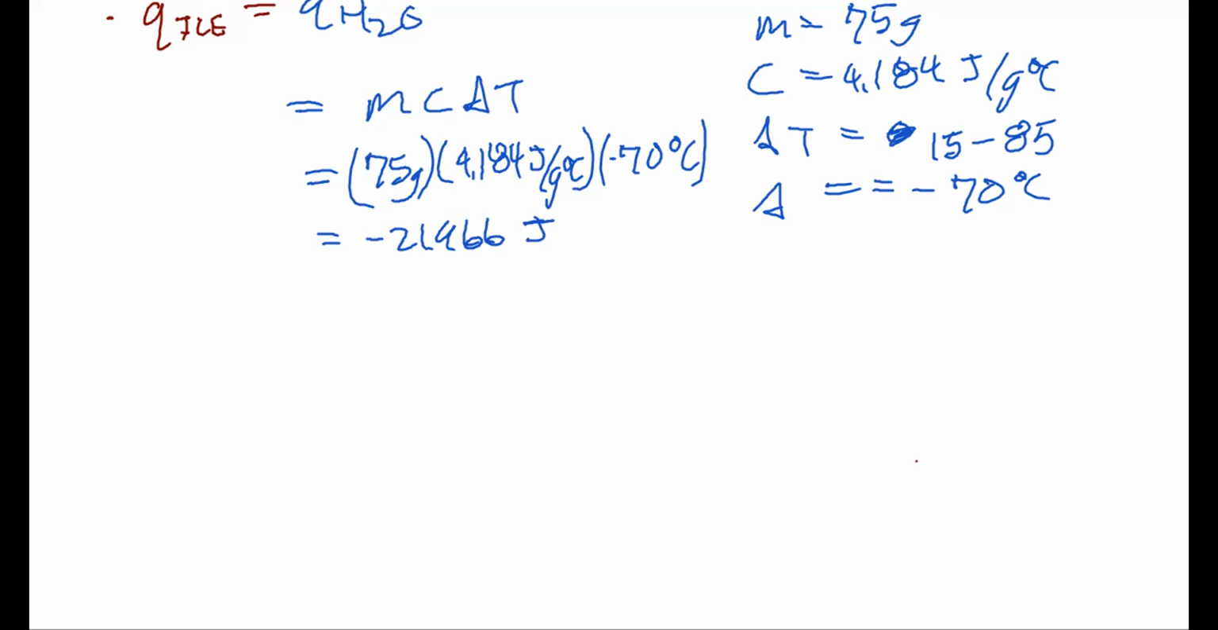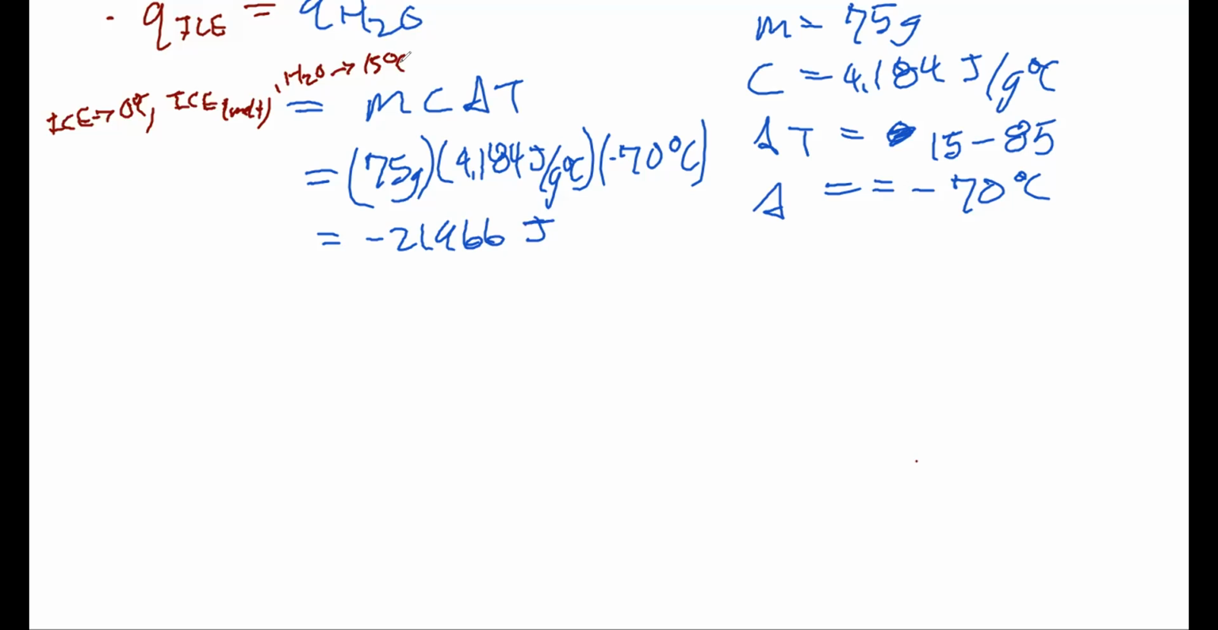The other side, not so easy. So we need to do 3 things. We need to take that ice and we need to take it to 0 degrees. Then we need to take that ice and we need to melt it. And then we need to take that water now and bring that up to 15 degrees. So kind of a lot going on there. And at the same time, we don't know the mass of it. So we kind of have 3 steps going on there.